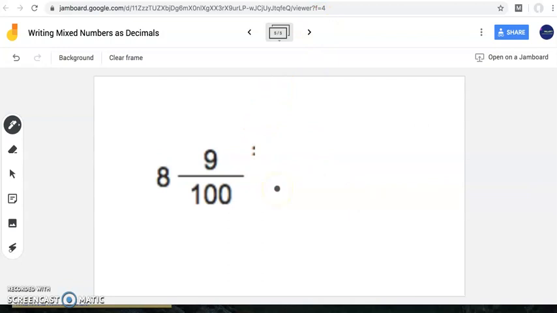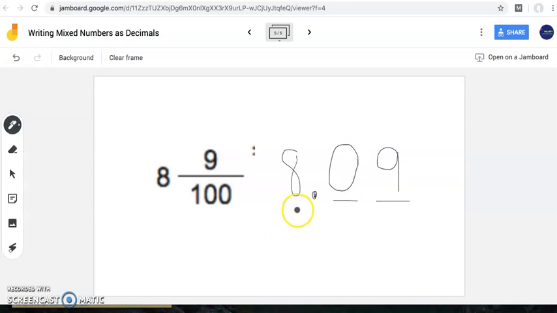And for our last problem, we have 8 and 9/100. Now again, we have 8 and, notice that's my whole number and my decimal point. And now 9/100, I hear hundredths, which means I will have two digits after my decimal point. So I'm going to put the digit 9 in my hundredths place. But in my tenths place, I still need to include something. I can't leave it blank, so I'm going to include a 0.